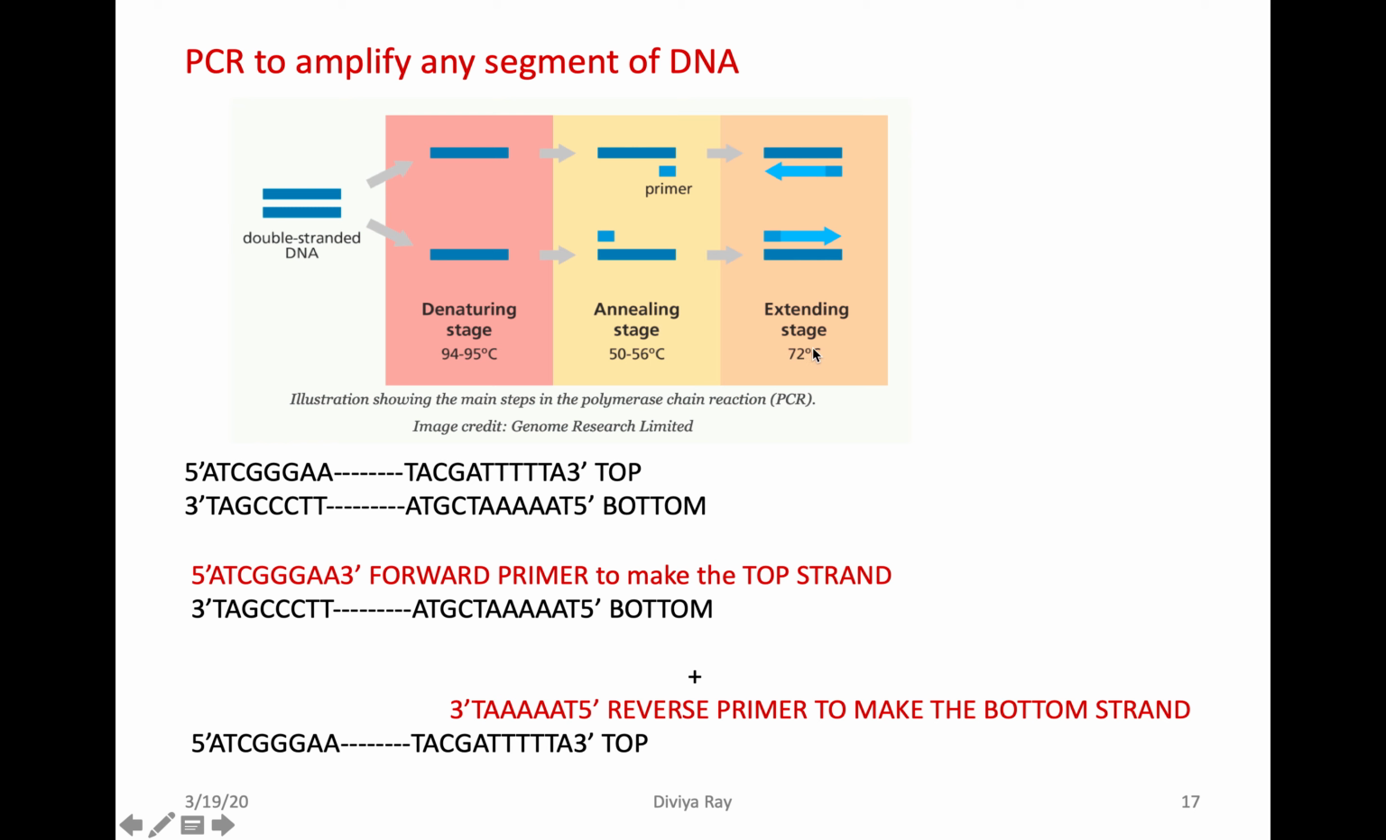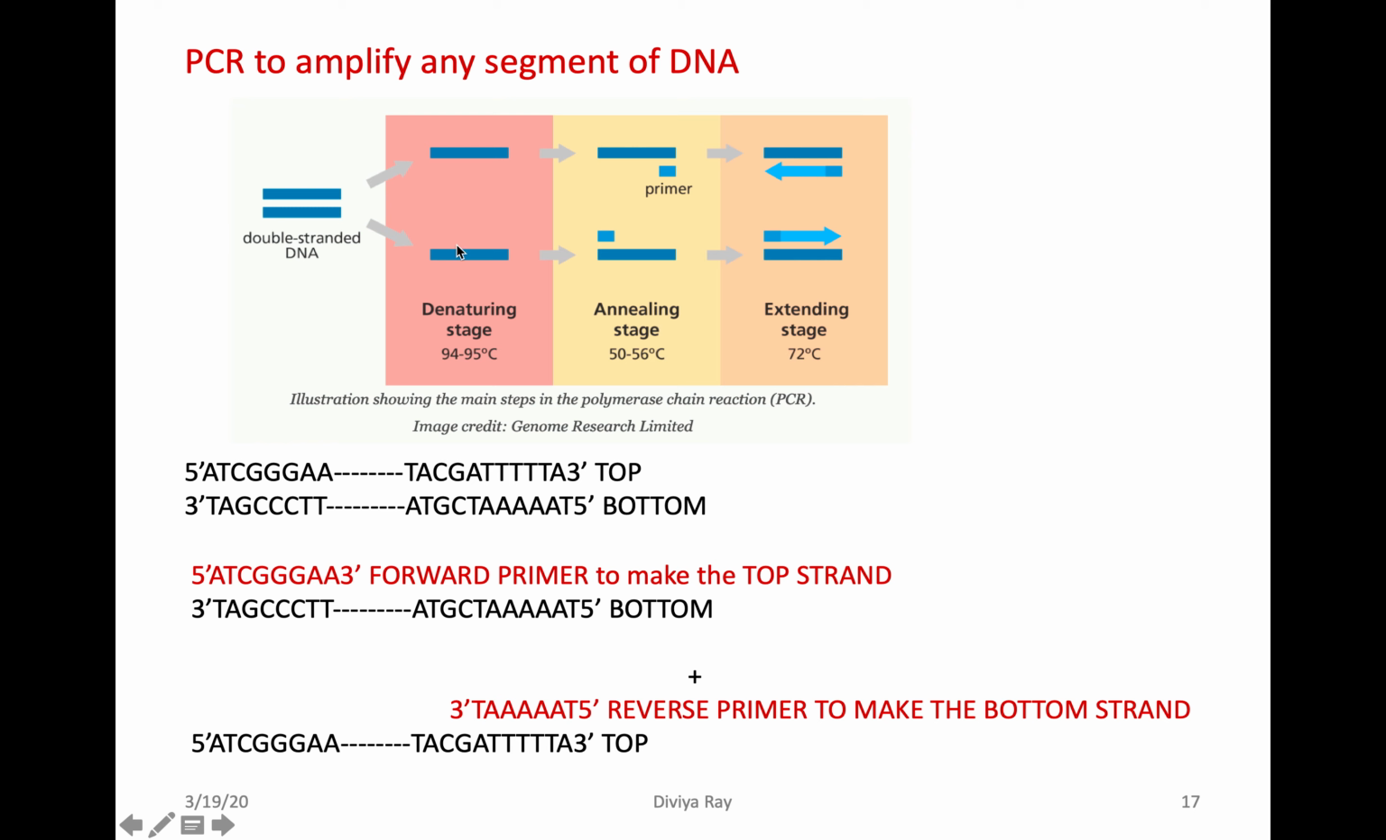After that, you increase the temperature once again to 72 degrees centigrade. So at this point, a thermostable DNA polymerase called Taq DNA polymerase will elongate the 3' hydroxyl ends of the forward and the reverse primer. So starting with one DNA molecule, at the end of one PCR cycle, you'll get two DNA molecules.